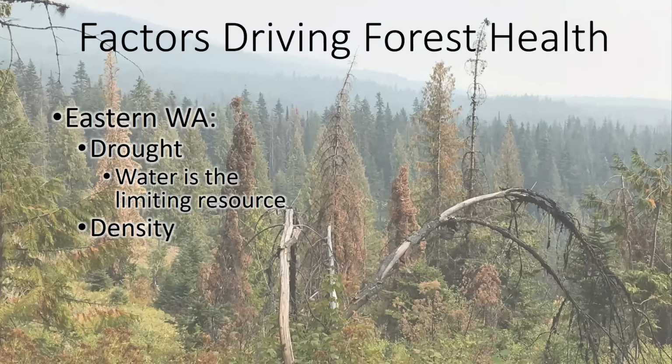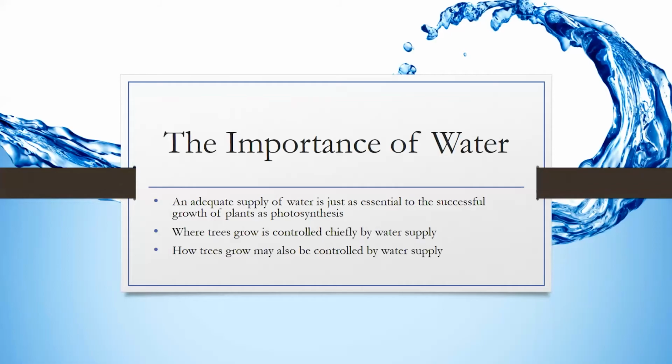In eastern Washington, the major factors that are driving forest health are drought and density. So trees need sunlight, they need water, they need nutrients. And drought, lack of water, is definitely our limiting resource. And density works synergistically with that. The more trees there are in an area, the less water that's going to be available to the trees that are there. And water is really important.